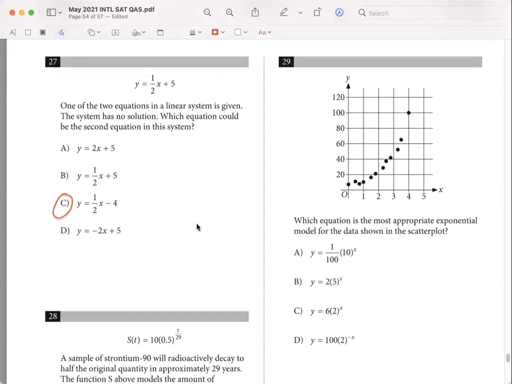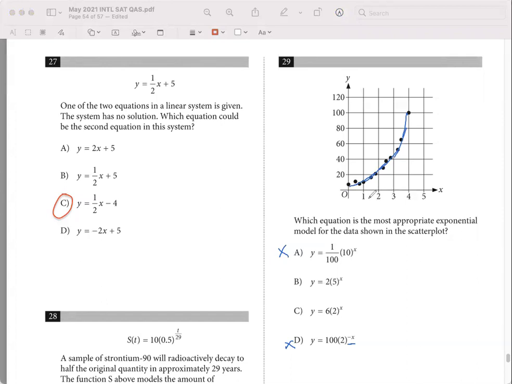Which equation is the most appropriate exponential model for the data shown? So first, I noticed that my y-intercept is between 0 and 20, and it's kind of near 10, right? Like if I draw it something like this, yeah, so it can't be A and it can't be D. It anyway can't be D because it's a rising graph and D is a falling graph. Now, between B and C, I'll have to look at another point.